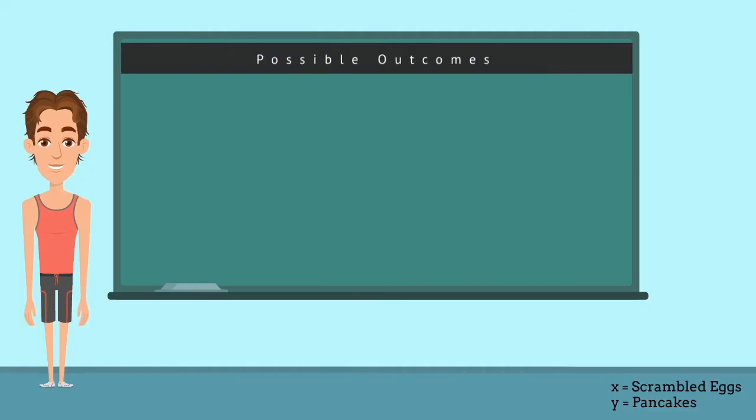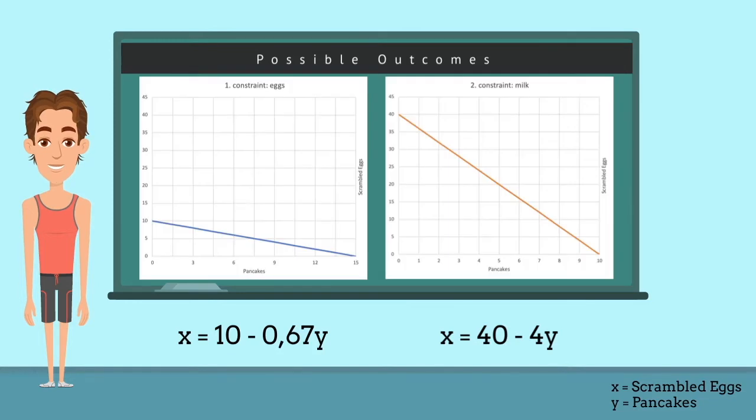By solving the formulas of the constraints for x, y would also be possible. We get the following for the first constraint: x equals 10 minus 0.67y, and for the second, x equals 40 minus 4y. Thanks to these formulas, we can now determine the permissible range. Graphically, the formulas look like this.